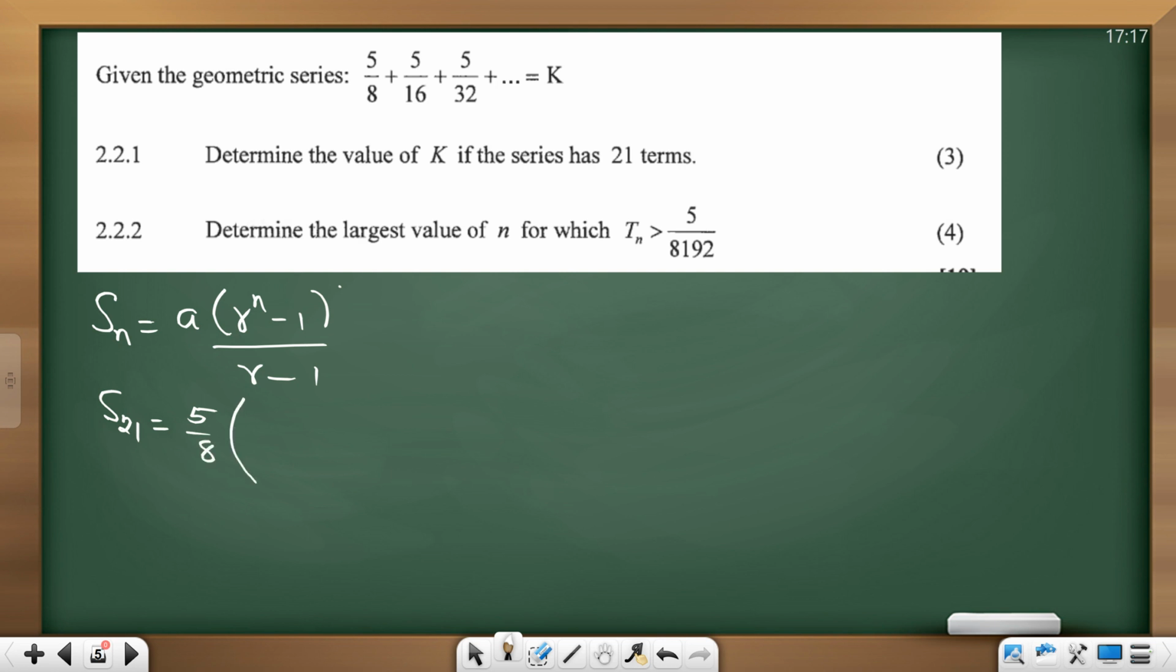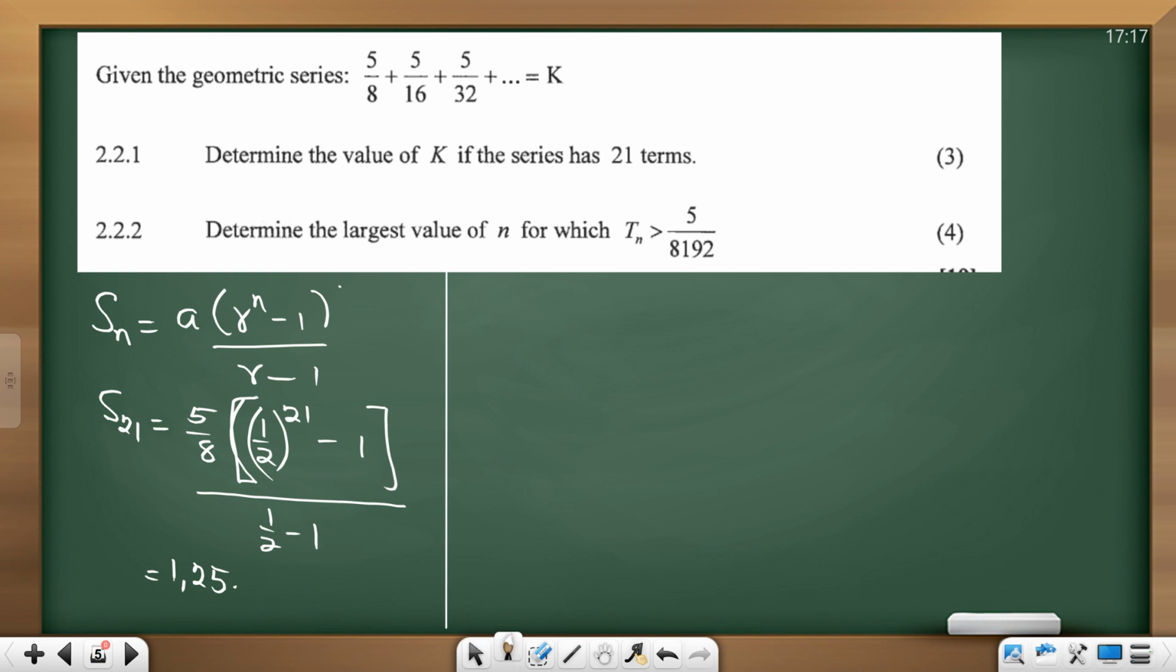5 over 8. What is our r to the power n? What's our r? 1 over 2. All right? To the power of 21 minus 1, over half minus 1. Let me change this bracket. What's your answer? Okay, there's a question. There's r minus 1, there's 1 minus r. It will give you the same answer.